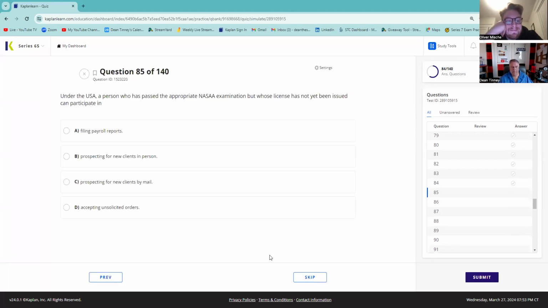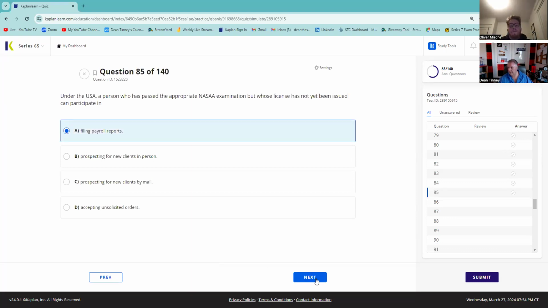On a Uniform Securities Act, a person who's passed the appropriate NASAA exam, but whose license has not yet been issued, can participate in. I don't like that they're calling it a license instead of registration. But what they're getting at is your registration isn't effective when you pass. It's effective when we actually hear from the state administrator that you're good to go. So I'm gonna say it's A. Yep, that's again not public contact. You are correct. Sweet. Internal.